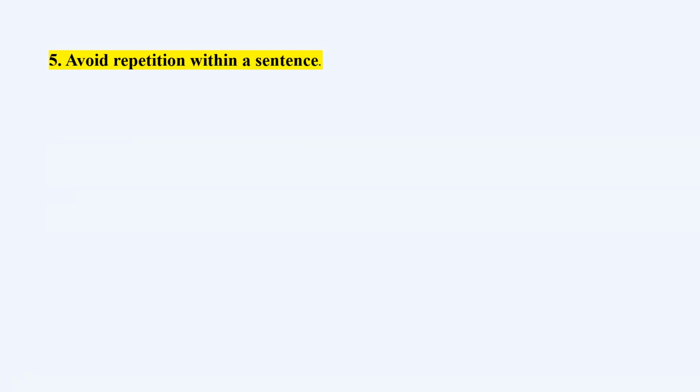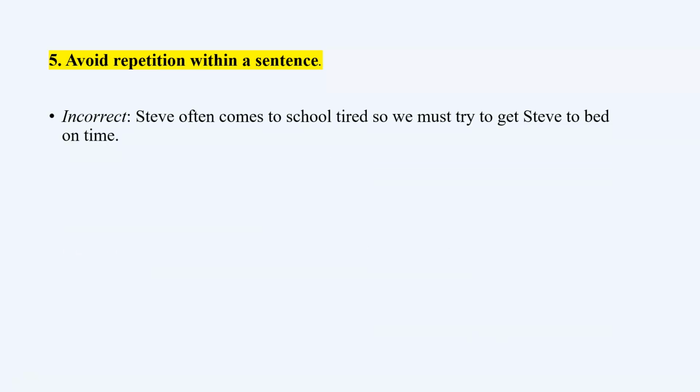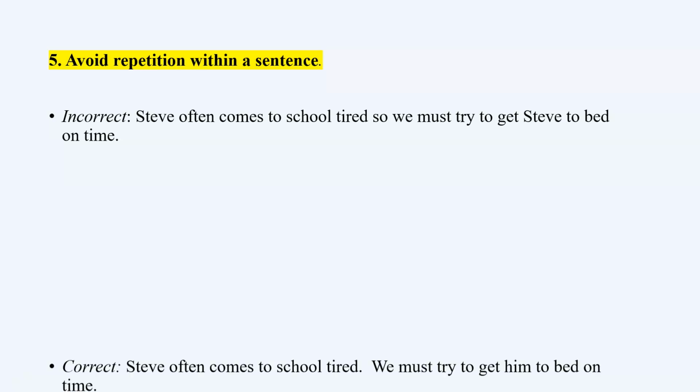All right. Avoid repetition within a sentence. By striving to use as few words as possible, you'll avoid most problems with repetition and redundancy. Always write as concisely as possible. Steve often comes to school tired, so we must try to get Steve to bed on time. You generally do not want to include the same word twice within a sentence. That's a general rule. It's not incorrect, but it is awfully clumsy.